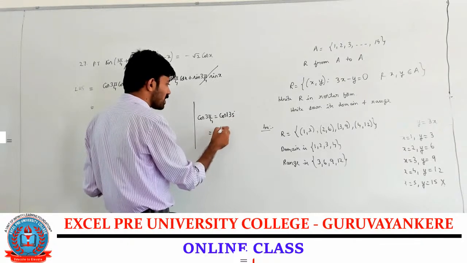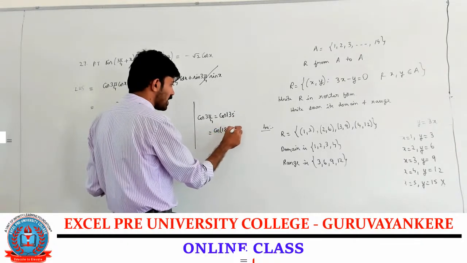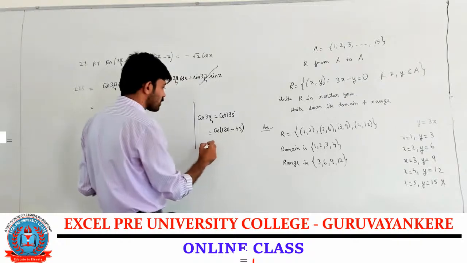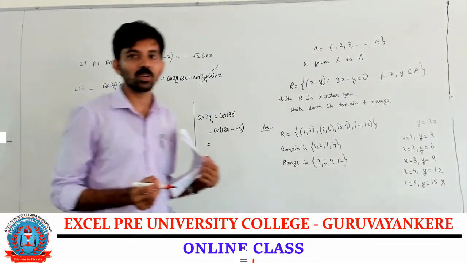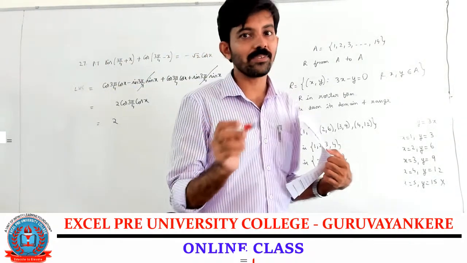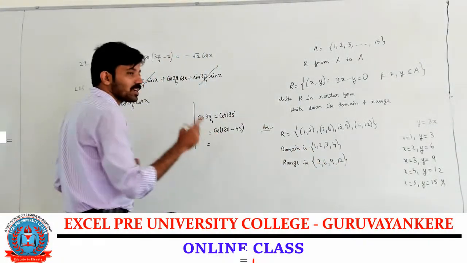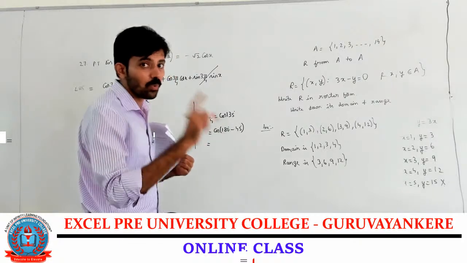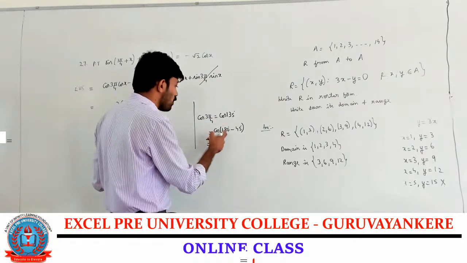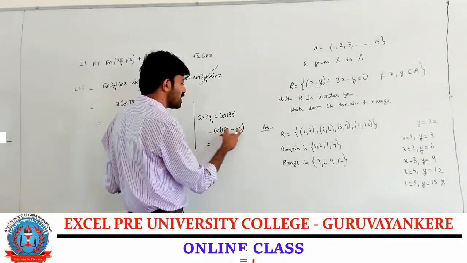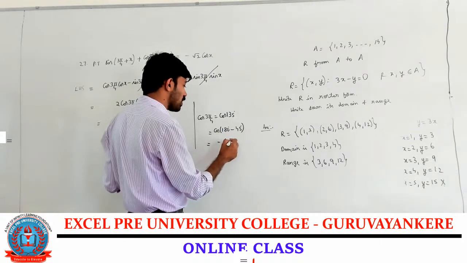Cos 135 you can write as cos of (180 minus 45). This is the concept of allied angles. 135 is 180 minus 45. For 90 and 270, co-function; for 180 and 360, same function. 180 means you write the same function. Cos of (180 minus theta) is minus cos theta.